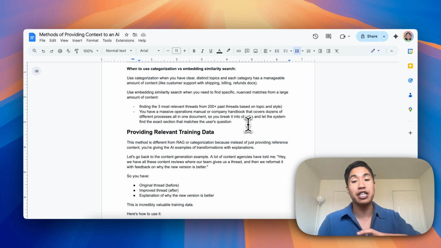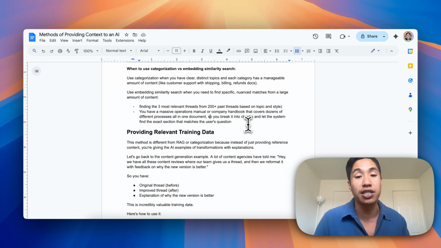So instead you break it up into chunks of text. Let's say every 1,000 words, and then you embed each of those 1,000 word chunks and push them up to a vector database. And now we can just do the similarity search to find the exact sections that match the user's questions.